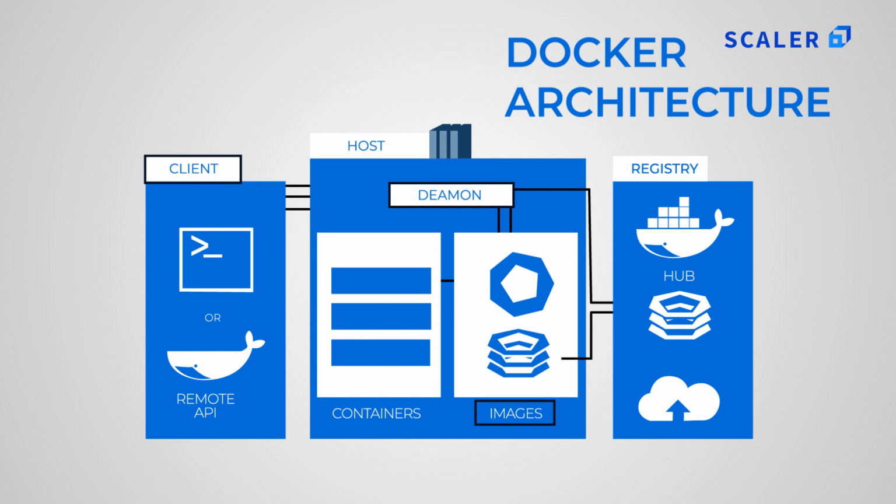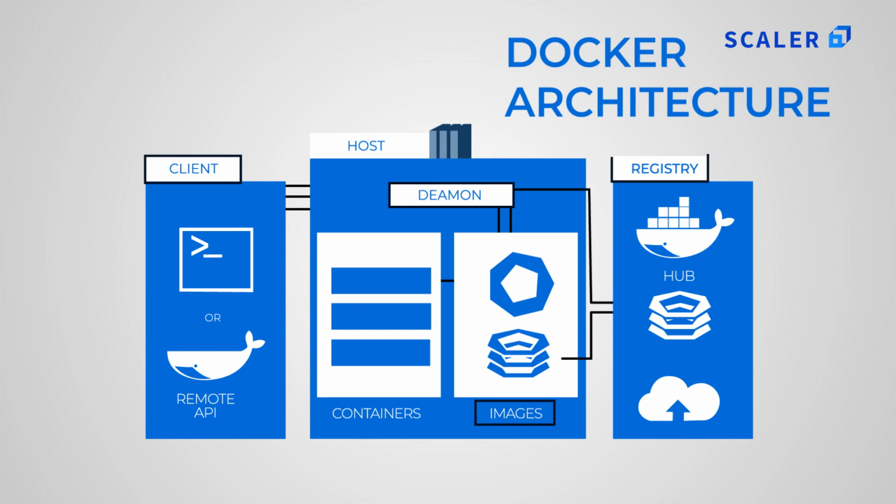Third, Docker images. Docker images are the building blocks of Docker. Images are required to run containers in Docker. These images contain tools, dependencies, operating system libraries, etc. that are necessary to run applications.